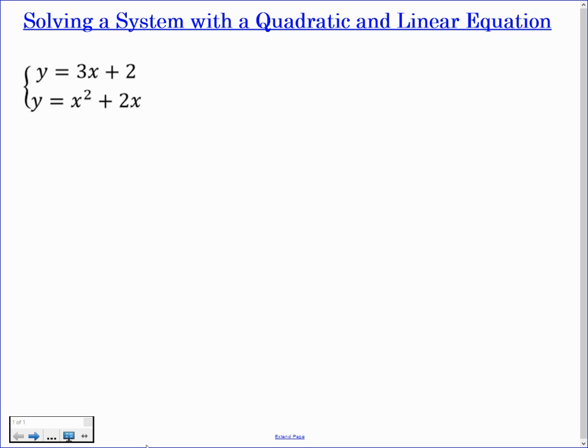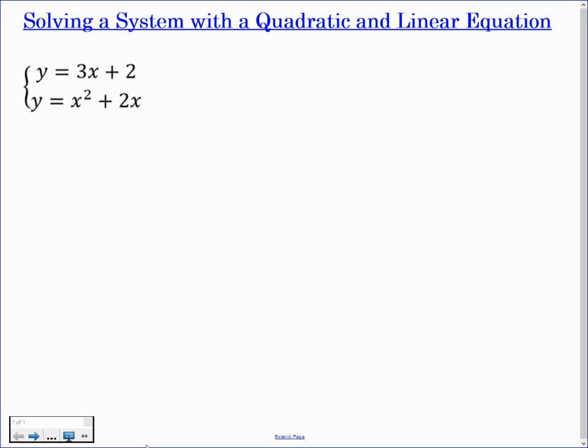Today we are solving my favorite type of system. It's one with a quadratic equation and a linear equation. Now remember, the easiest way to solve any system ever is to just use graphing software. Graph them both in software and see where they intersect, and you'd be done. I don't have graphing software right now, so let's use algebra.